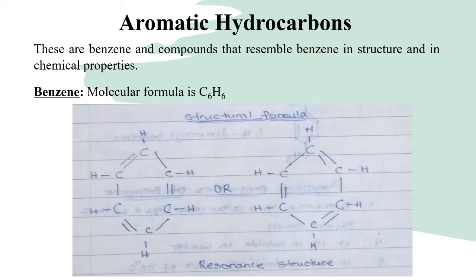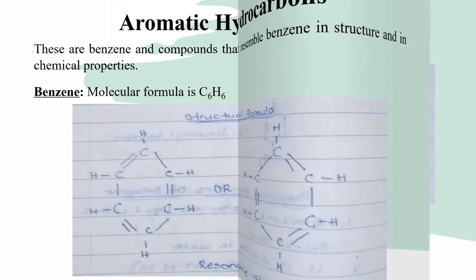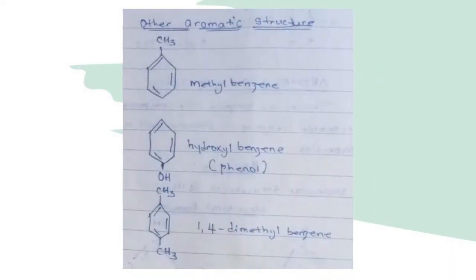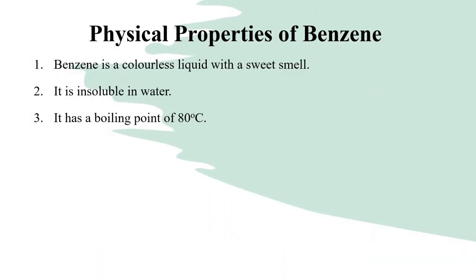Other aromatic structures, we have methylbenzene, which you can also call toluene. We have hydroxybenzene, which you can also call phenol. Then we have 1,4-dimethylbenzene. Physical property of benzene. Benzene is a colorless liquid with a sweet smell. It is insoluble in water, and the boiling point is 80 degrees centigrade.